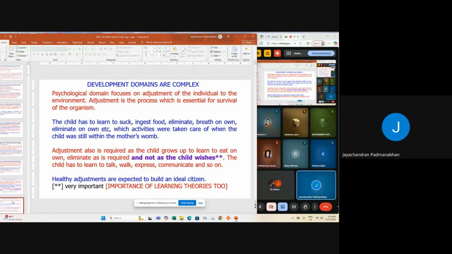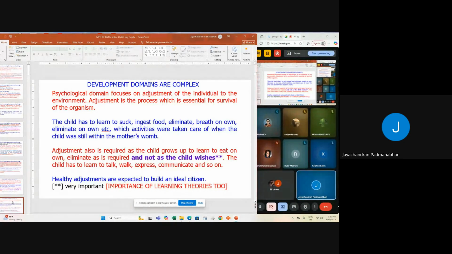Adjustment is also required as a child grows up, to learn to eat and eliminate as is required, and not as the child wishes. Why? There should be a protocol. The child is to be sent to school, to public places, so all these things are very important. The child has to learn to talk, walk, express, communicate, and so on. So healthy adjustment of the child is very important, as children are expected to become ideal citizens.